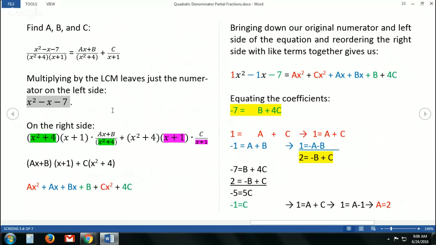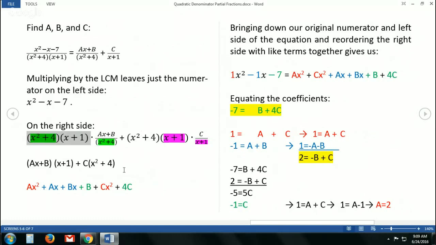On the right-hand side, we're going to have some things that will cancel out. When we multiply both fractions by our lowest common multiple, x squared plus 4 times x plus 1, for the first fraction, the x squared plus 4's match up. I've got them highlighted, and it leaves us ax plus b to be multiplied by x plus 1. For the second fraction, the x plus 1's match up with each other and cancel out. So I've got c that is to be multiplied with x squared plus 4.